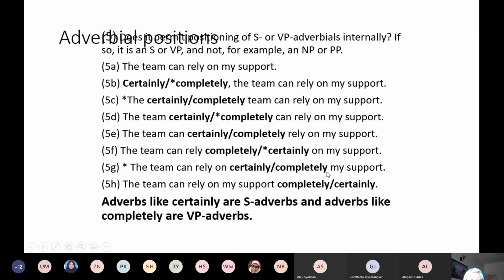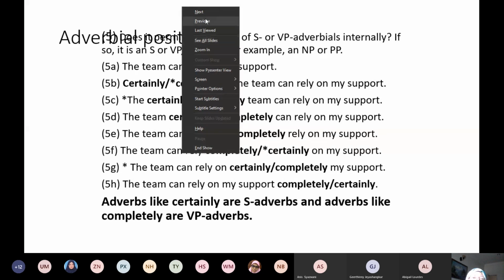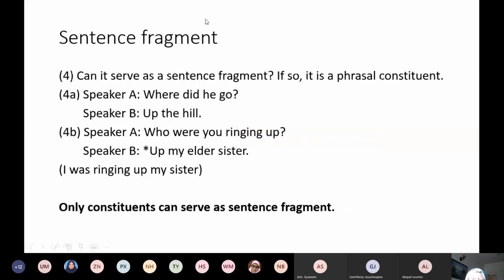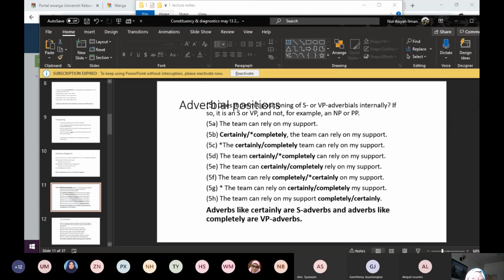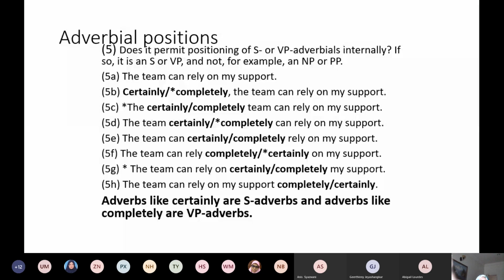Alright. Oh my. This is actually adverbial position. Sorry. Let me clear this. So adverbial position.